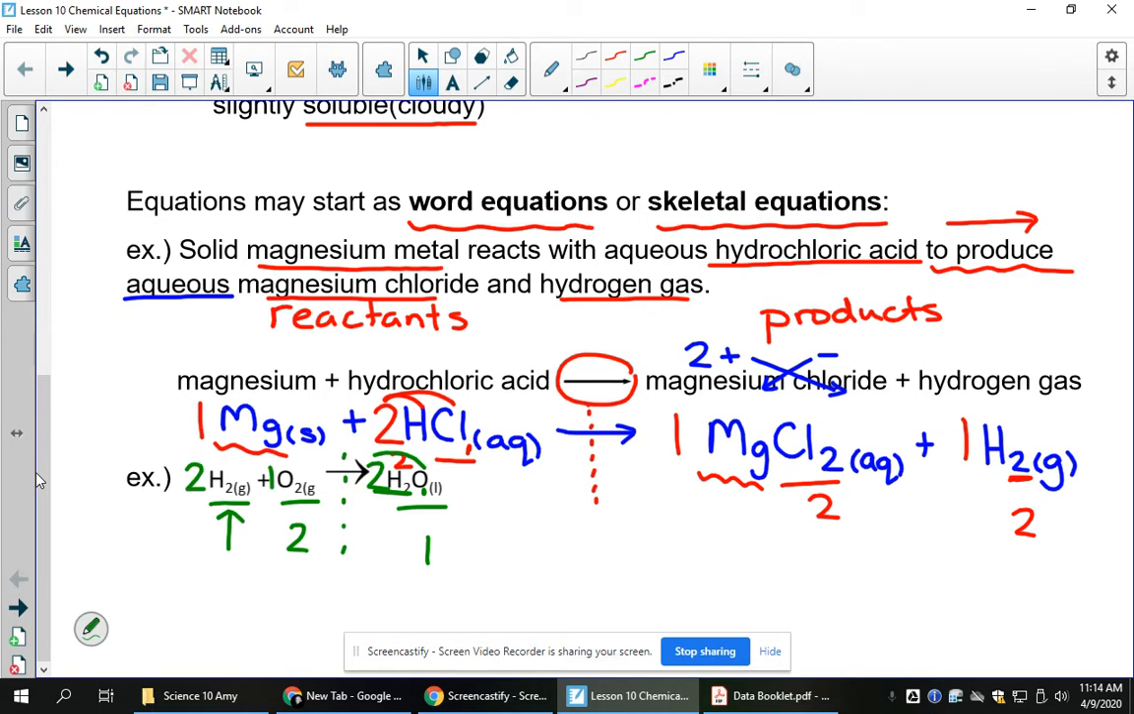This is now completely balanced. On either side of the arrow, I have 4 hydrogens and 2 oxygens.